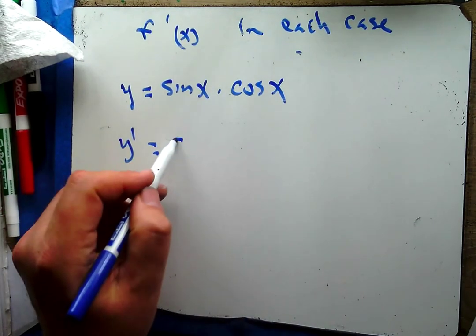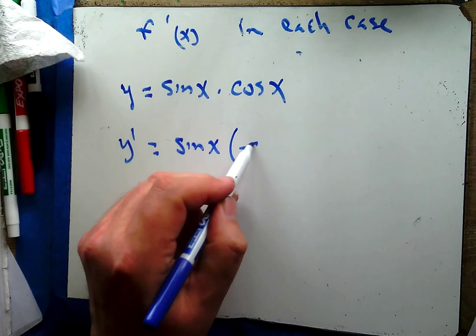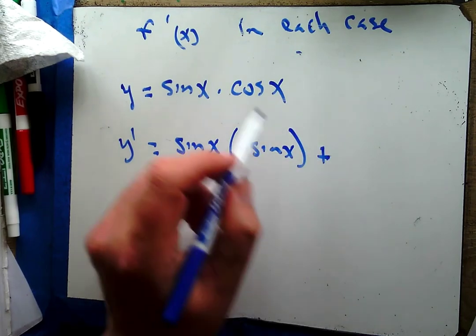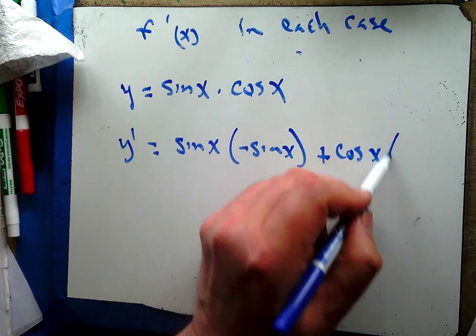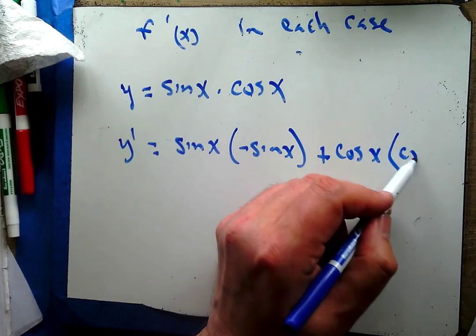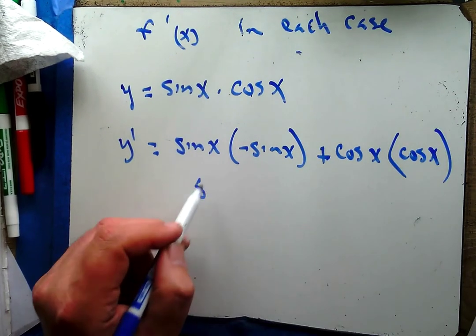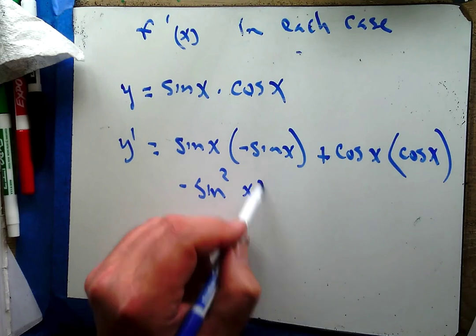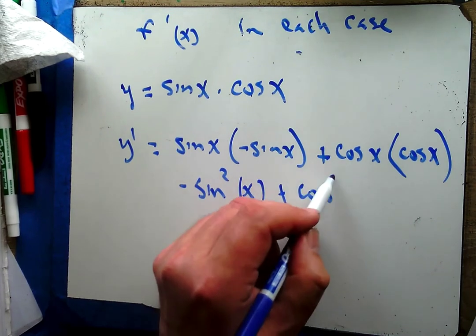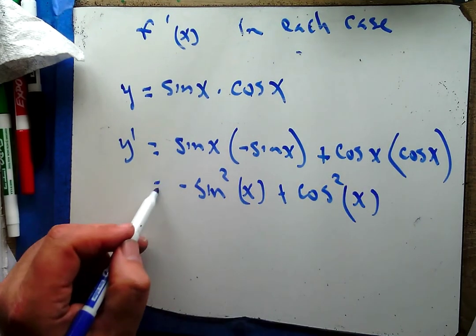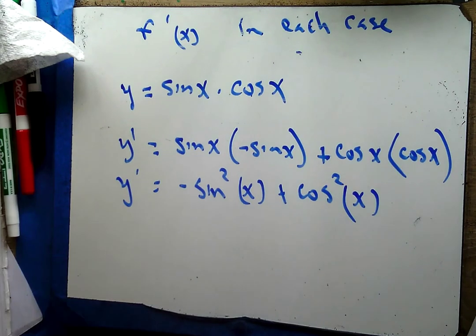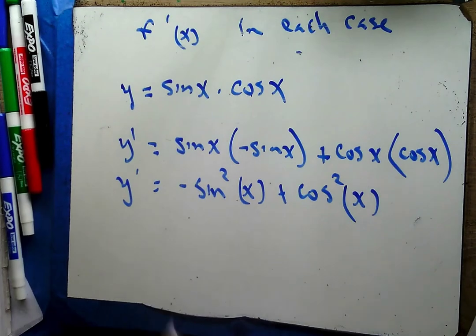This times the derivative of that, plus that times the derivative of that. And so we get negative sine squared x plus cosine squared x, which is not our Pythagorean identity, but it's kind of close. Actually, I think it's a double angle identity. All right, so how about this one? Number 3.